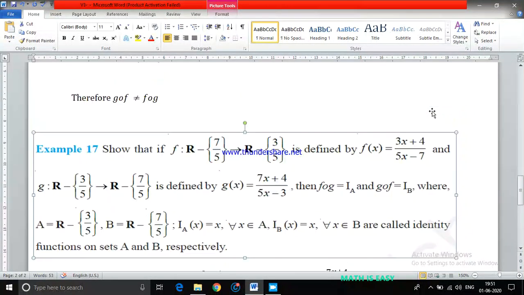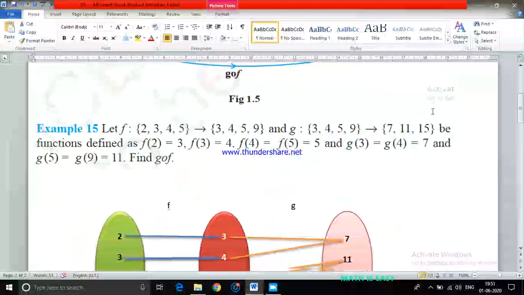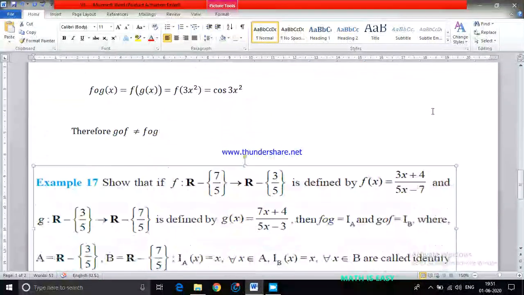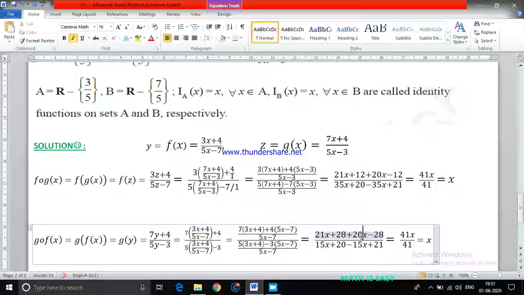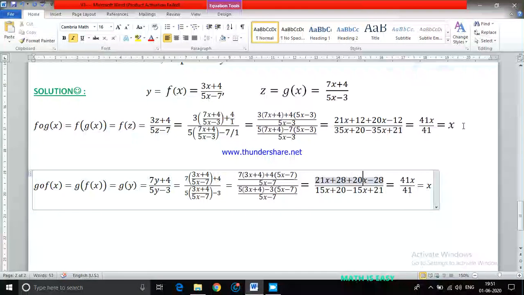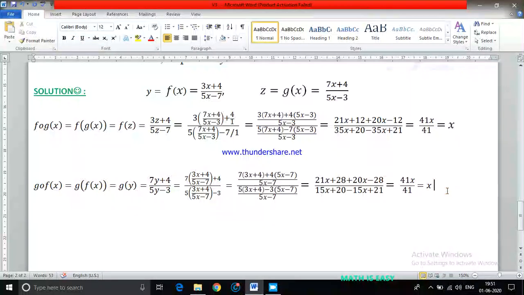Hope this composition of a function is clear, how to find the composition of function. Even this last example which we discussed, I discussed on behalf of the composition of function. Luckily we got both as identity functions. So hence I gave the introduction to inverse function. Okay, so go through this detail.